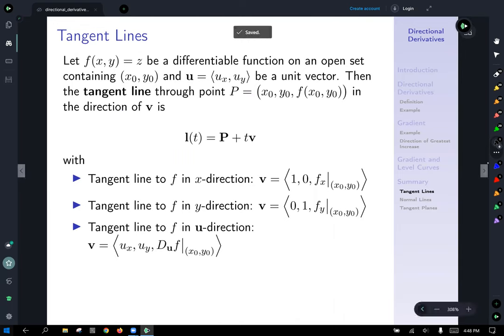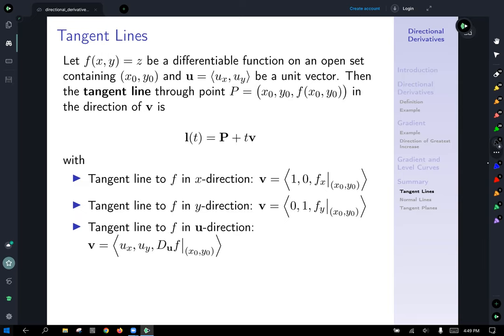Okay, our last major concept for this lecture is tangent lines. So f of x, y equals z is a differentiable function as usual, defined on some open set containing a point x naught, y naught, and let u be our directional unit vector. Then the tangent line through the point p, x naught, y naught, f of x naught, y naught, in the direction of v is given by, well, the equation of a line in space in general. The vector valued equation of a line is L of t is equal to p, the vector to some point on our surface, plus t times v, our directional vector.